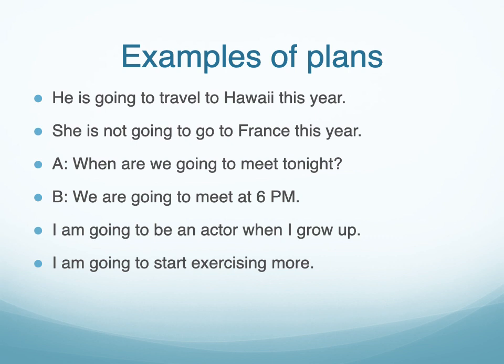In the second example, it says, "She is not going to go to France this year." So again, this is a plan to not go to France. Even though it's negative, it's still a plan. Again, we want to use is because our subject is third person singular, she. She is. Right after is, we put not, and then the rest of the sentence: going to go to France this year.